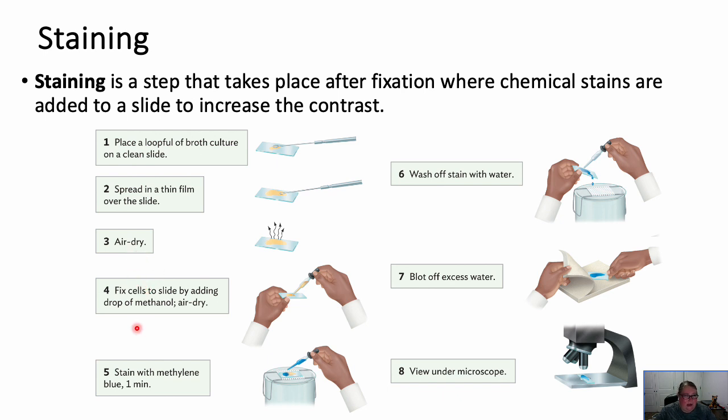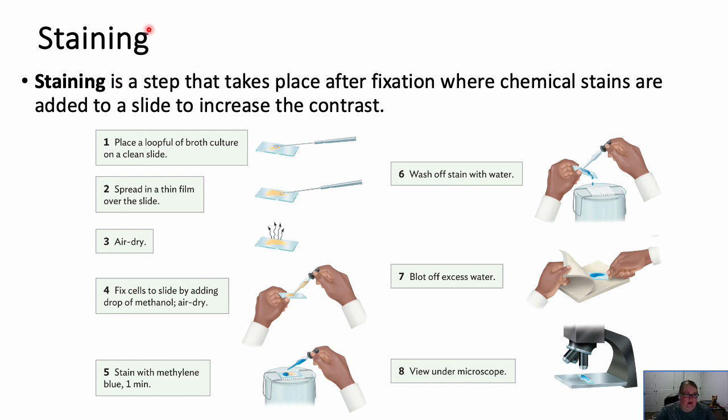Okay, now comes the staining part. So with a simple stain, we're only going to use one chemical or one dye to increase contrast. So we can use things like methylene blue, like in this example. We could use iodine. We could use a dye named safranin or a dye named crystal violet. And there's quite a few different stains, but those are our main ones that we use in microbiology lab.